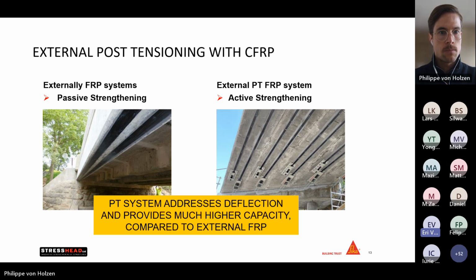The PT FRP system is an active strengthening method. What this means is that the moment you install the PT FRP system, it automatically relieves the stress from the structure and adds additional capacity, right? But really the other main difference is that with the PT FRP system, we can address deflection issues, for example, and you can provide much higher capacity compared to a traditional FRP system.